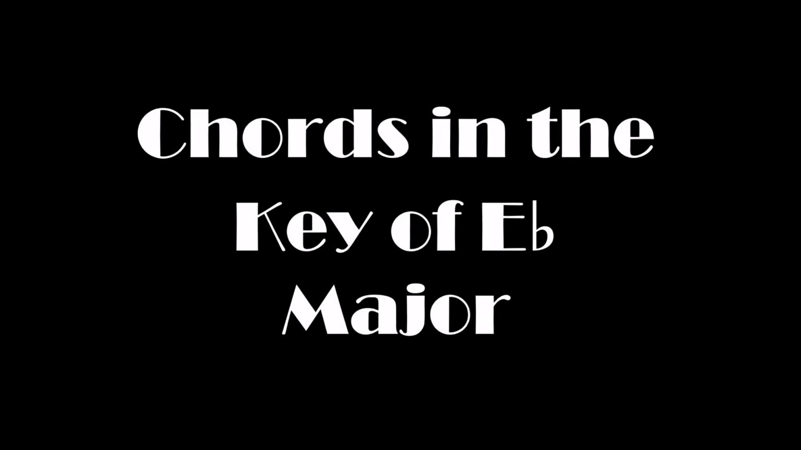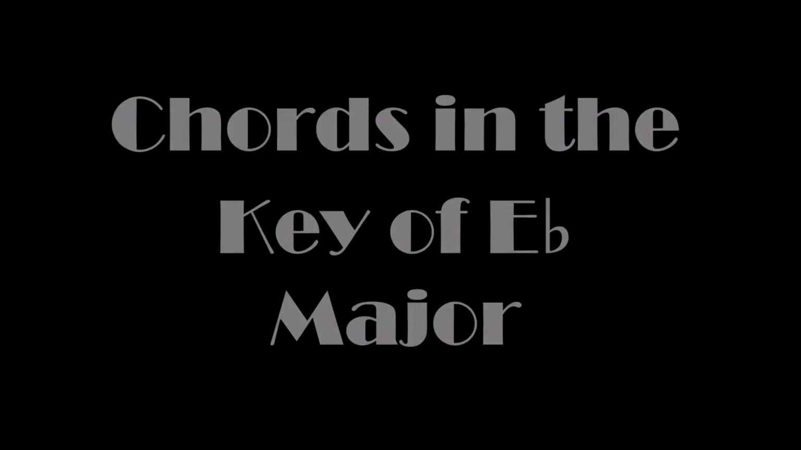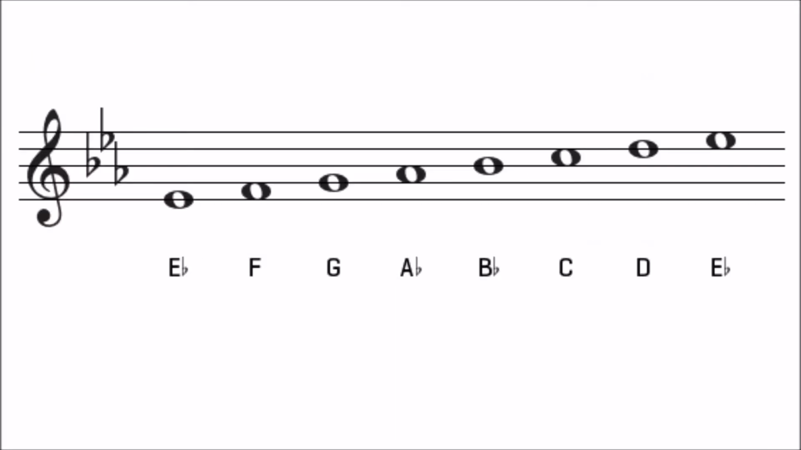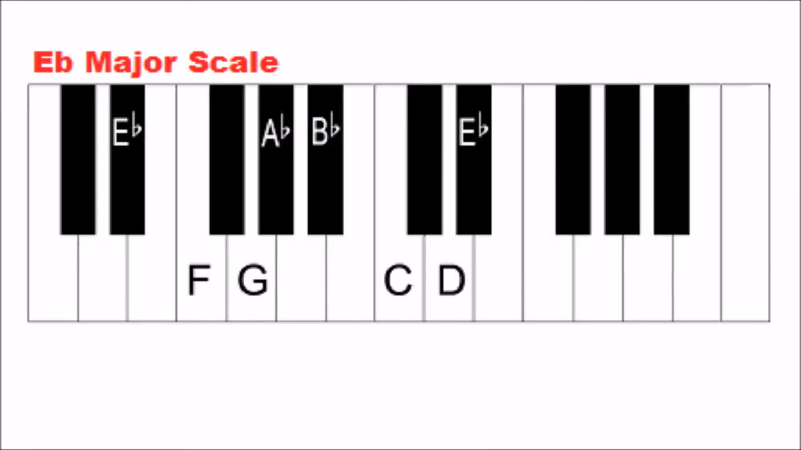This lesson is part of a series of lessons where we take a look at chords by key. What are the chords in the key of E flat major? First of all, you need to know the notes in the key of E flat major, or the notes of the E flat major scale. There are three flats in the key of E flat major. These flats are B flat, E flat, and A flat. The notes of this key are E flat, F, G, A flat, B flat, C, D.